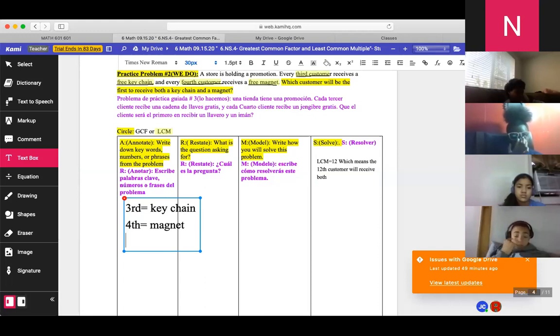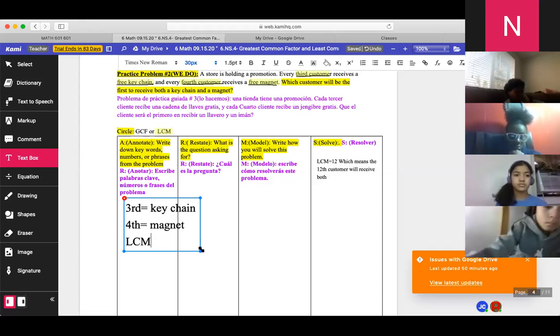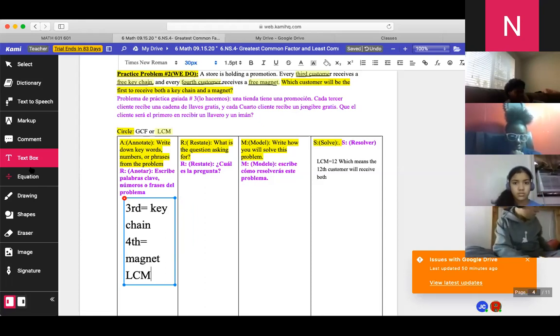Now, here's where it gets a little tricky. Which customer will receive both a keychain and a magnet? Pretty much that's asking you, when will they both get the same thing? So "every" means the least common multiple. So you're going to find the LCM, which is the least common multiple. That's what the question is asking you folks to do.